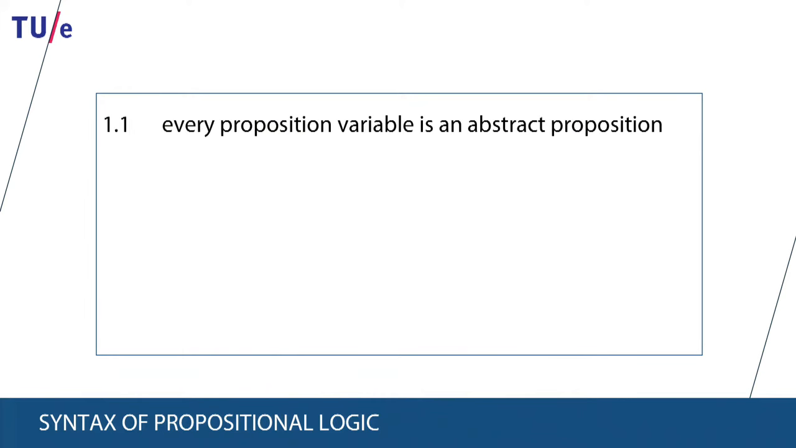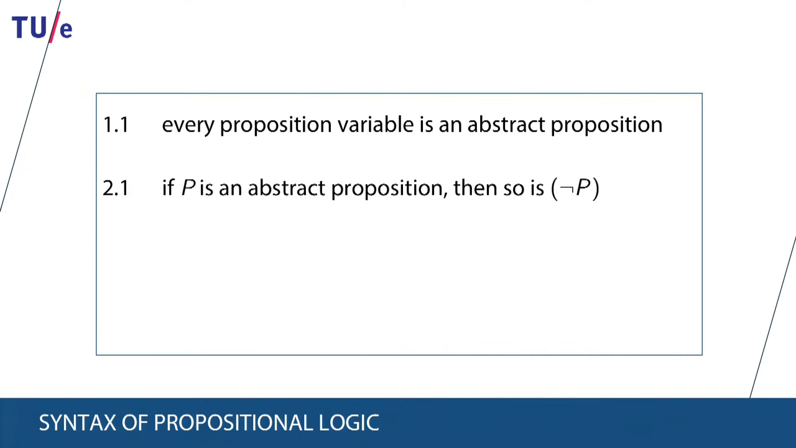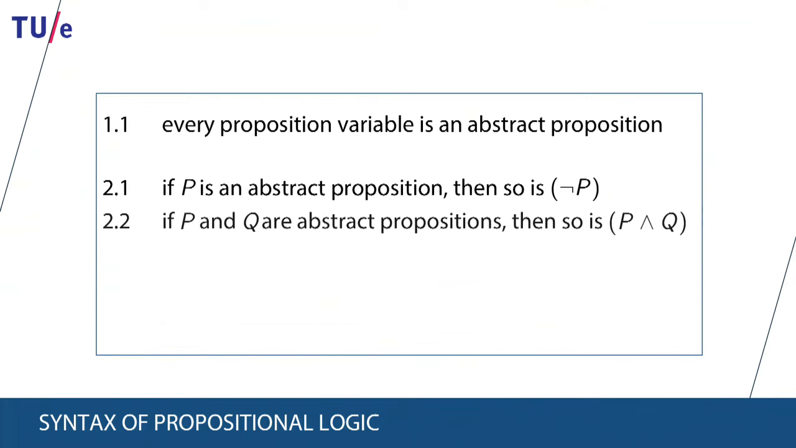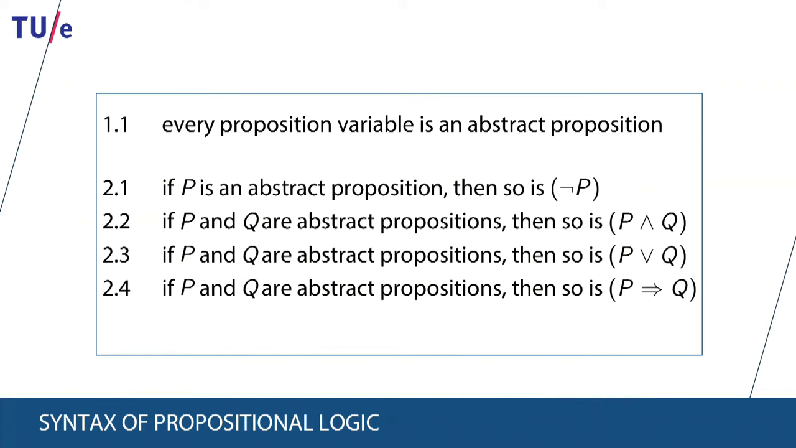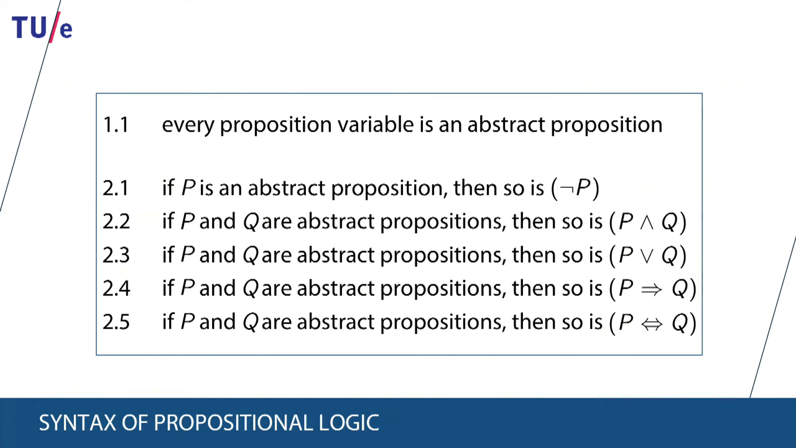The first clause states that every proposition variable is an abstract proposition. The other clauses will explain how the connectives can be used to build complex propositions from simpler ones. If P is an abstract proposition, then we can make another one by writing a negation symbol in front and enclosing the result in parentheses. If P and Q are abstract propositions, then we can make another one by writing a conjunction symbol in between and enclosing the result in parentheses, or we can write a disjunction symbol in between and enclose the result in parentheses, or use an implication symbol, or a bi-implication symbol.